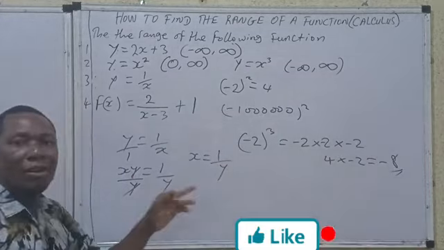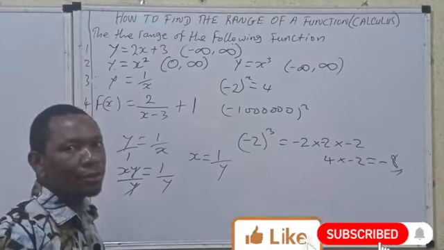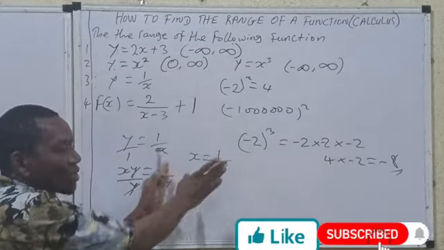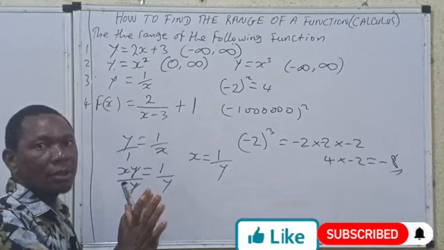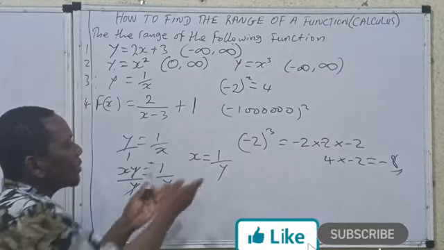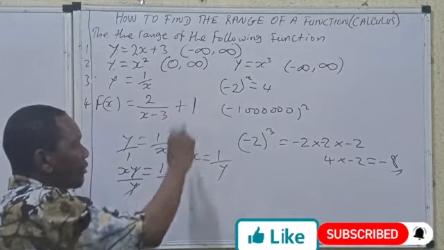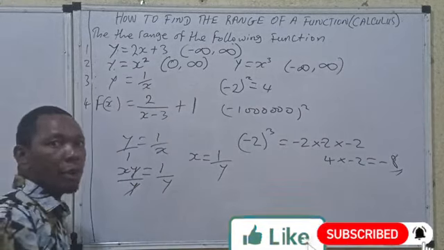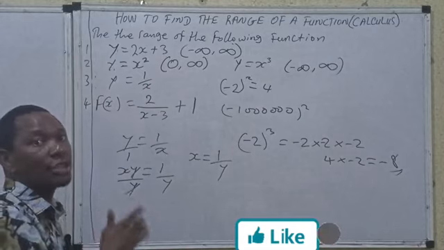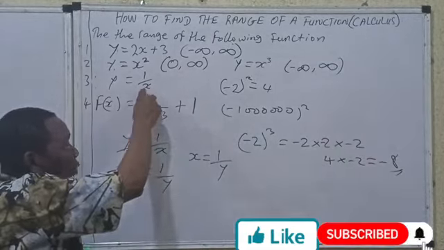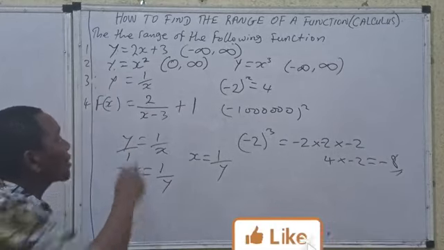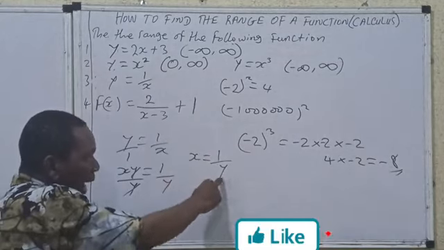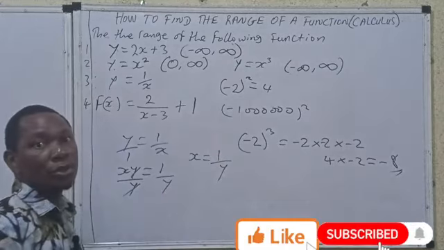You notice that for this equation, y cannot be 0. For this equation to exist, y cannot be 0. If y is 0, for example, what will happen? It's undefined. In fact, in this place, x cannot be 0, even when you are solving for range. Range and domain, x cannot be 0, because if x is 0, it's undefined. So when you make this the subject of formula, y also cannot be 0 because it will also be undefined.